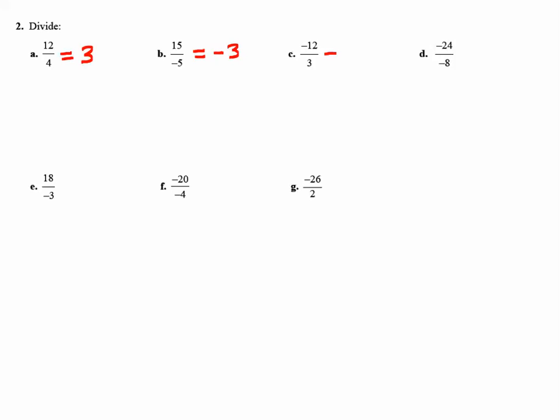Negative 12 divided by 3 is a negative 4. For D, both of them are negative. You know you're going to have a positive answer, and 24 divided by 8 is a 3. E, the answer is a negative 6. F, the answer should be just a 5. And G, the answer should be a negative 13. All right, let's move on to dividing fractions.